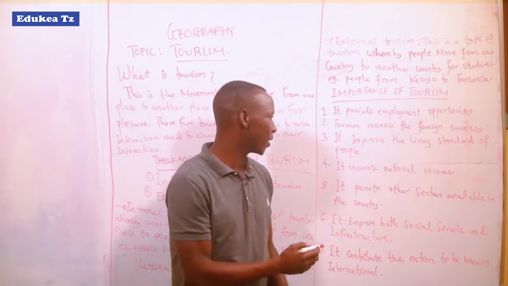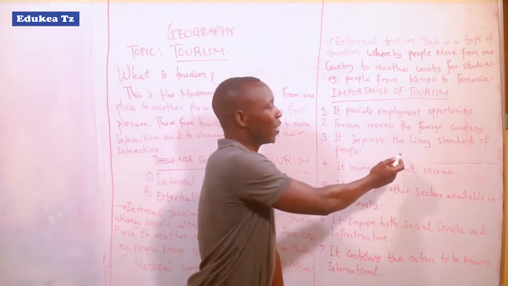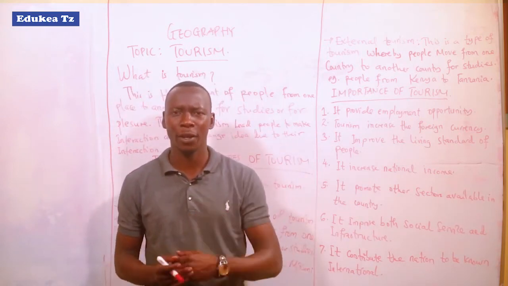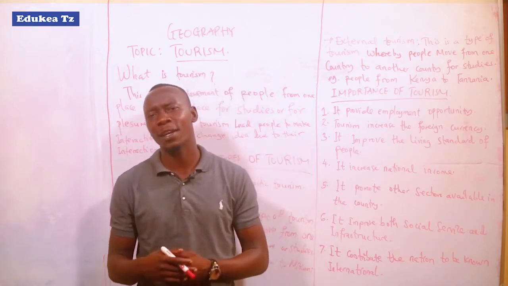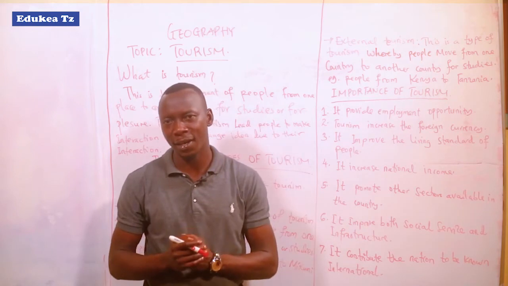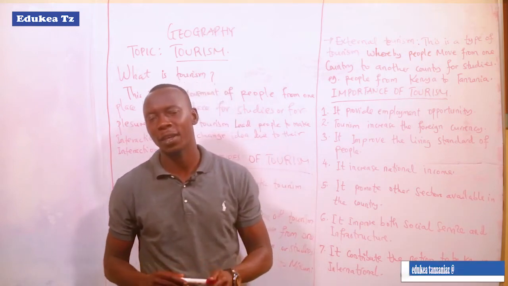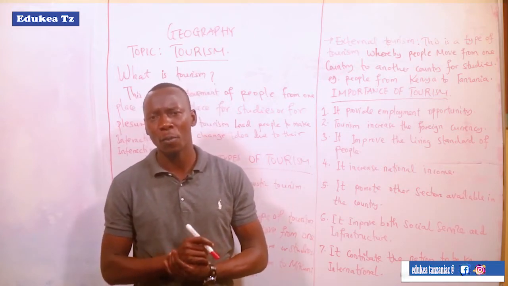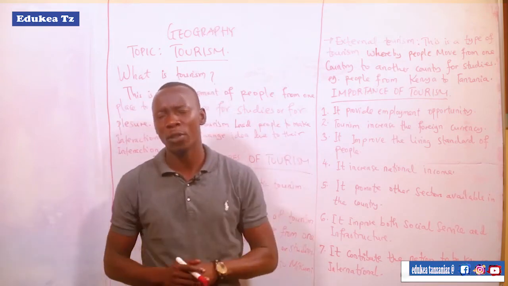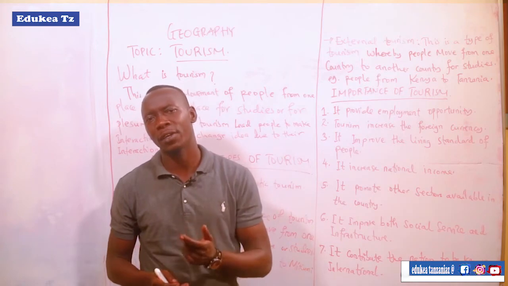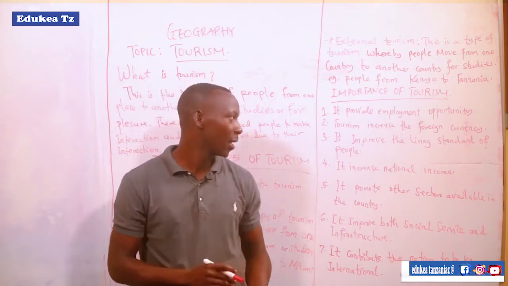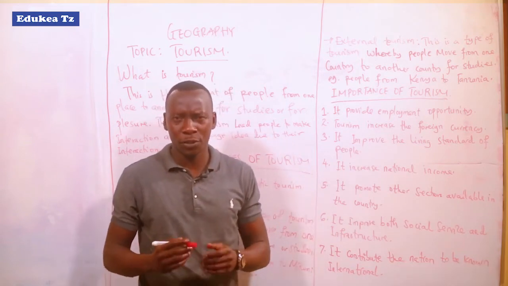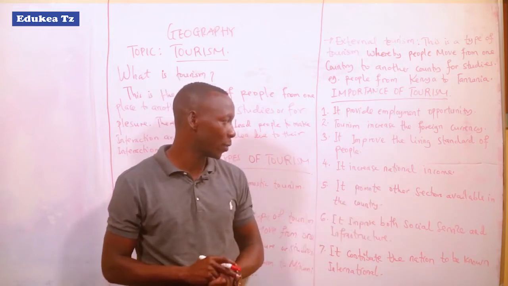So after looking at that, let us see another point, which is that it improves the living standard of the people. The living standard is improved after people are employed in the tourism sector, whereby at the end of the month they receive a salary, and with that salary they decide to improve their lives, either by building good houses or by providing all services at their home, or by buying all the basic needs of human life, for example food, shelter, clothes, and others. So by doing that, the presence of tourism in the country pushes up the life of the people until it is improved.